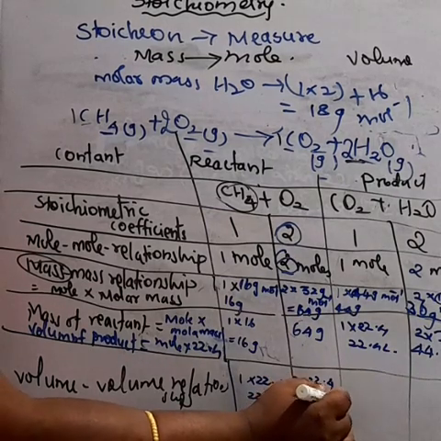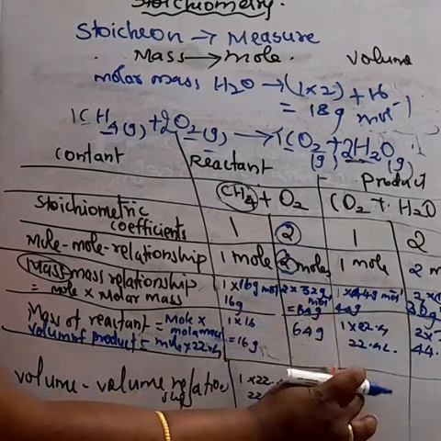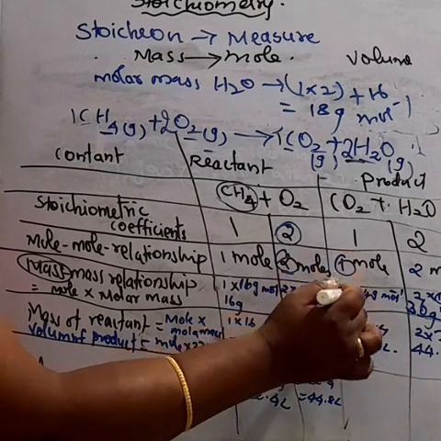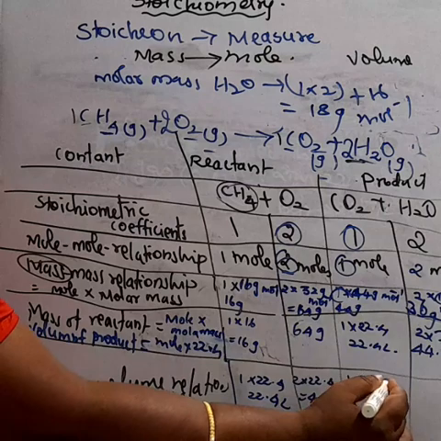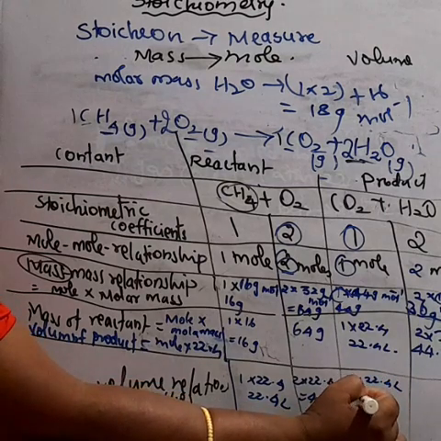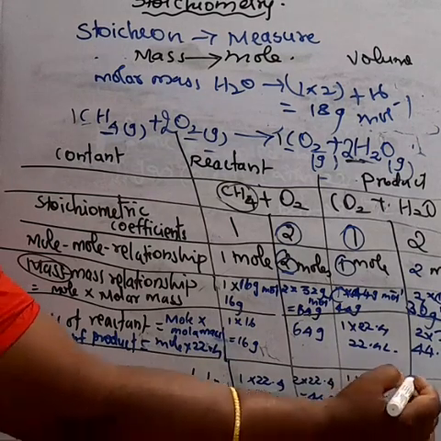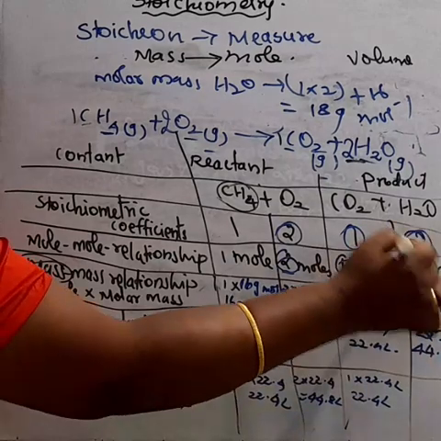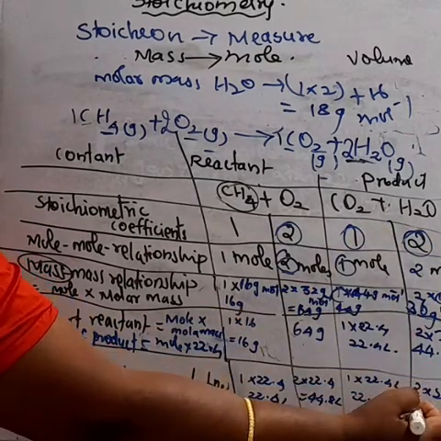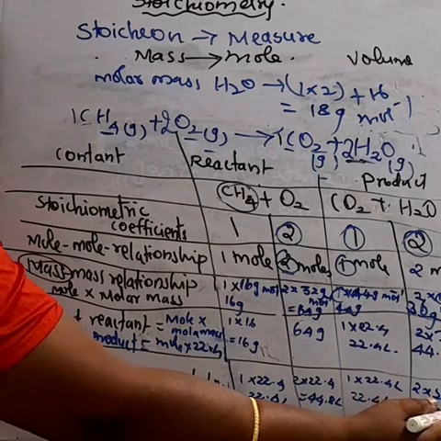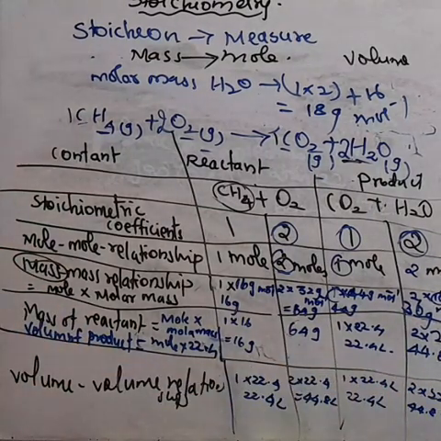Okay. On the product side, carbon dioxide, how many moles? 1. So 1 into 22.4 liter is equal to 22.4 liter. And then on the product side, water, how many moles? 2. So 2 into 22.4 liter is equal to 44.8 liter. Okay, understood students? This is the stoichiometric relationship.